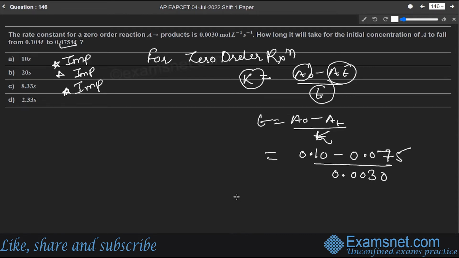K would come as 0.03, and a naught is already given to us, and a t is also given to us. So after solving, you would be getting 8.33 seconds. That would come in negative, but time cannot be negative, so you take the positive value. So time is coming as 8.33. So 8.33 would be option C, matching the answer. Yes. So let's go to the next question.